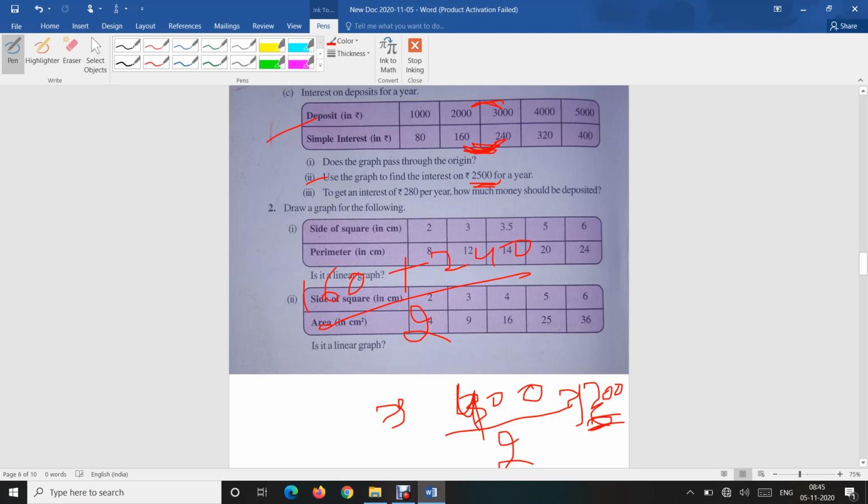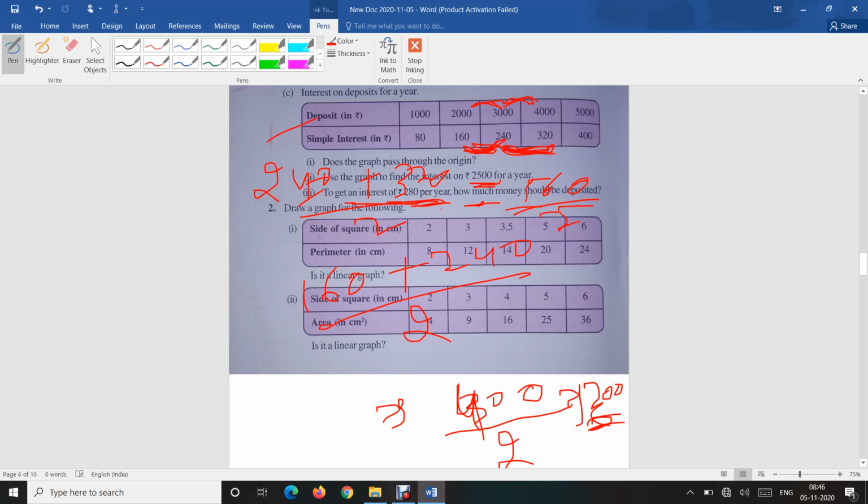Now the third part: to get an interest of 280 per year, how much money should be deposited? An interest of 280 per year will lie after 240, that means after 3000. So it will be the middle value of 240 and the next value, in a similar way, 240 plus 320.